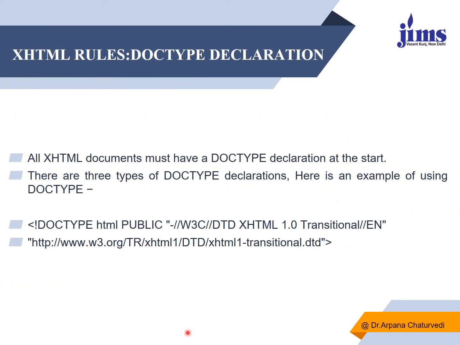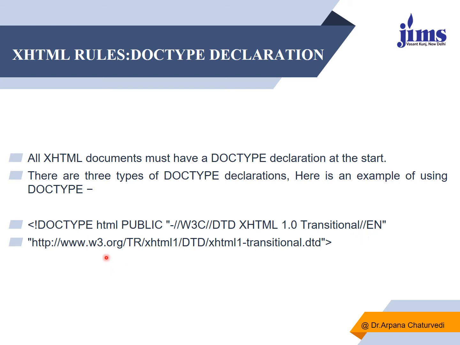So first of all, the rule to write doc type. All XHTML documents must have a doc type declaration at the starting. There are three types of doc type. You can use any one of them. One is your transitional doc type. For this you have to write DOCTYPE html PUBLIC "-//W3C//DTD XHTML 1.0 Transitional//EN".